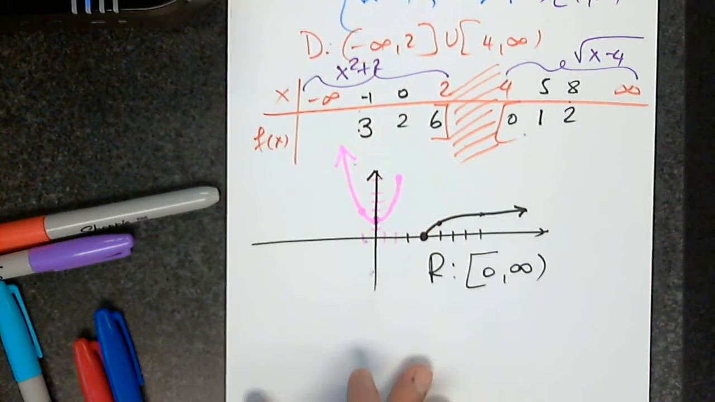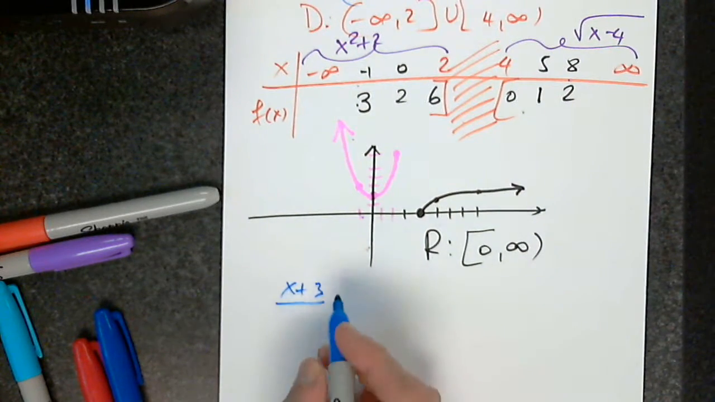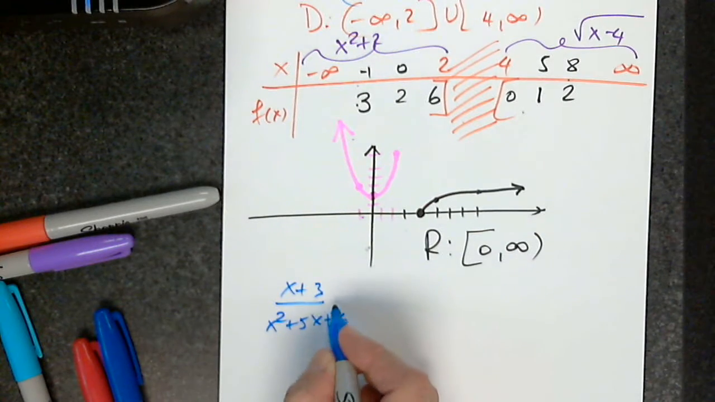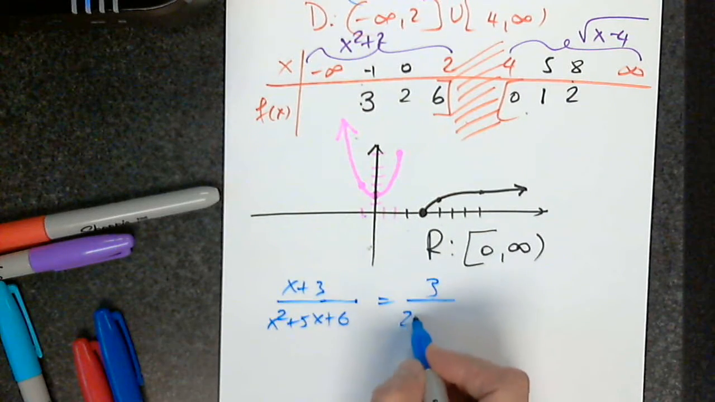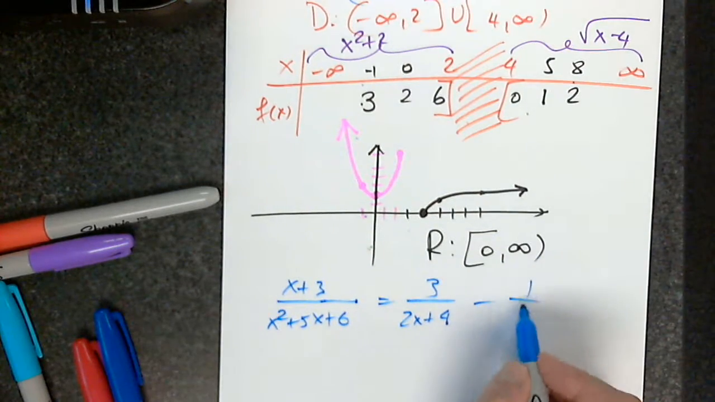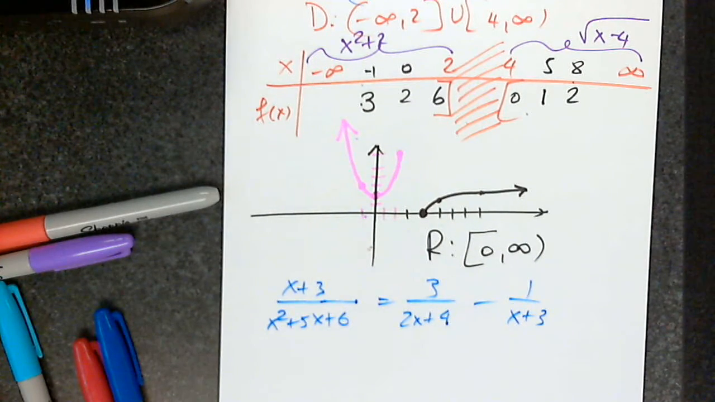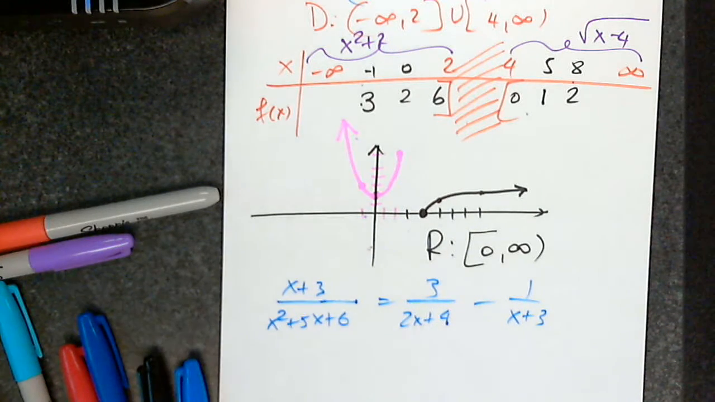Okay, x plus 3 divided by x squared plus 5x plus 6 equals 3 divided by 2x plus 4 minus 1 divided by x plus 3. Okay, we're asked to solve the equation, of course, for x.